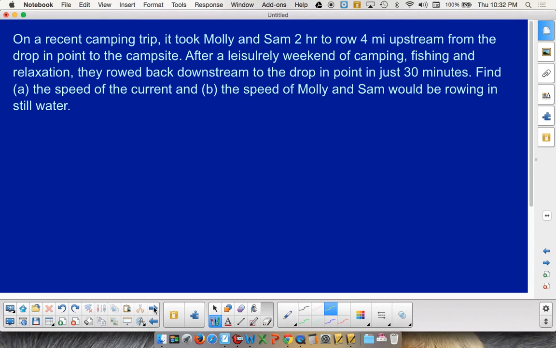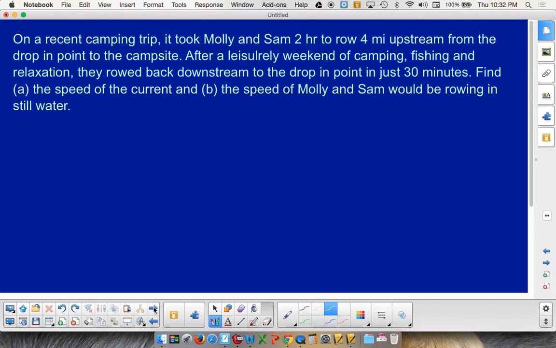Molly and Sam went rowing in their canoe. It took them 2 hours to row 4 miles upstream from the drop-in point. The drop-in point is where you can actually drop your canoe into the water and get started. Okay, so they went 2 hours going upstream for 4 miles. After a leisurely weekend of camping, fishing, and relaxation, they rowed back downstream to that same drop-in point, but it took them only 30 minutes to get back downstream.